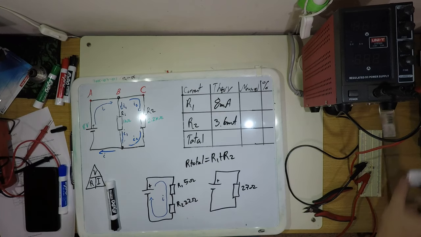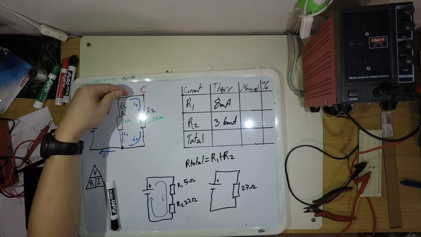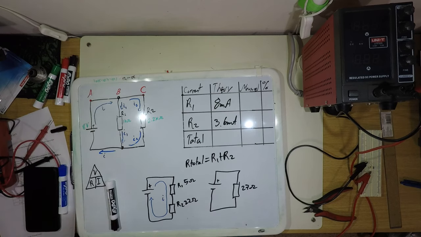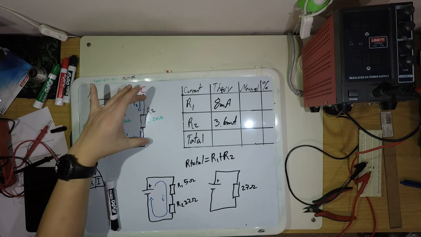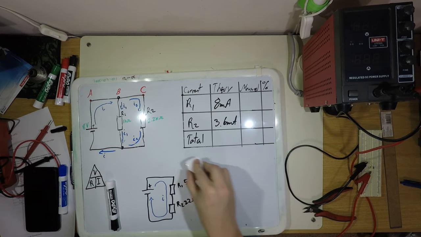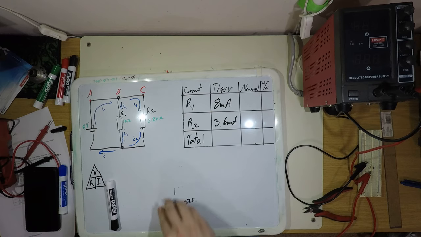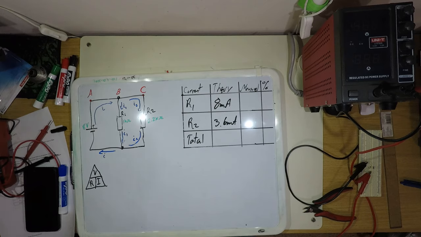When we talk about parallel, you notice that not all of the current that goes through R1 is the same current that goes through R2. Therefore, this is not valid. When something is in parallel, they have the same voltages across them. And since we know that they are supposed to have the same voltages, we do this for R total.